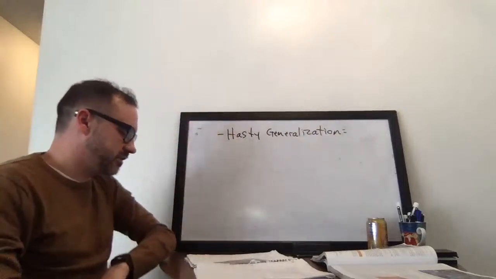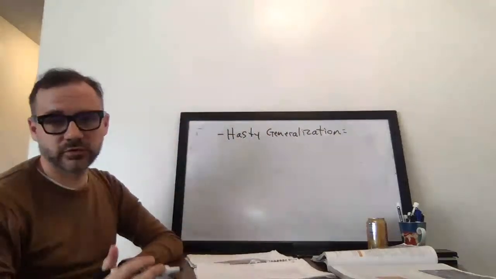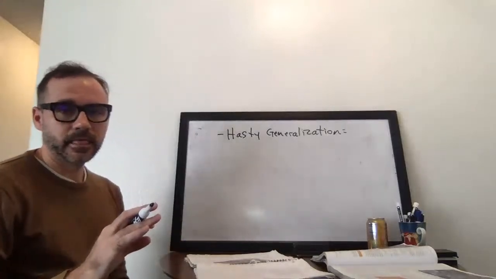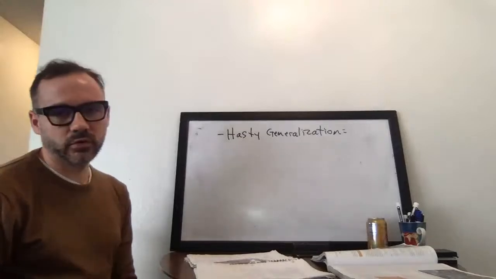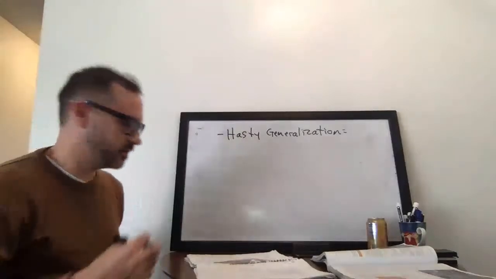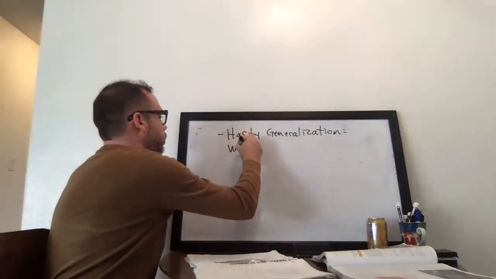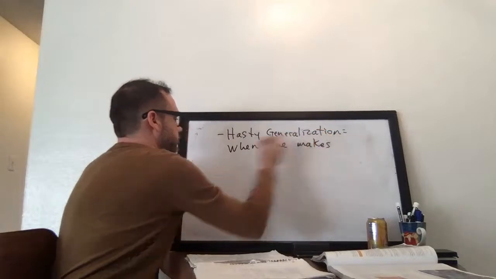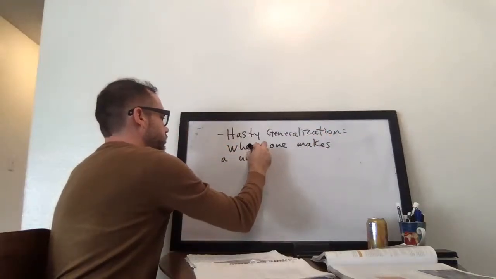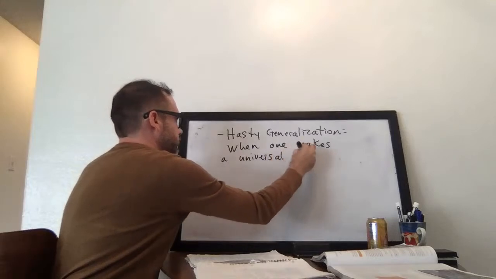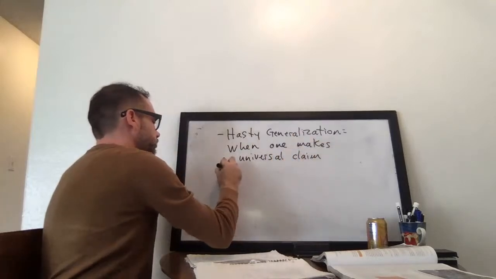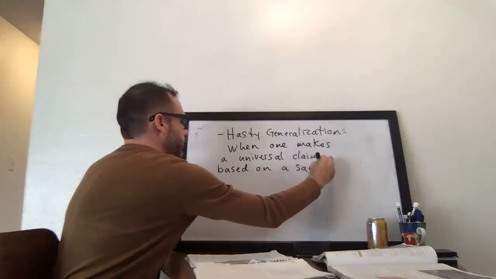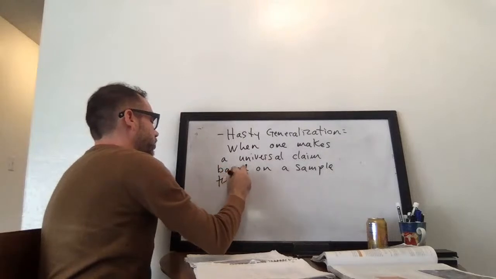Okay, so hasty generalization is when somebody makes a universal claim, but they do it too quickly. So, making a universal claim based on a sample that is either too small or is a biased, non-representative sample. Okay, so here we go. When one makes a universal claim based on a sample that is either too small or biased.